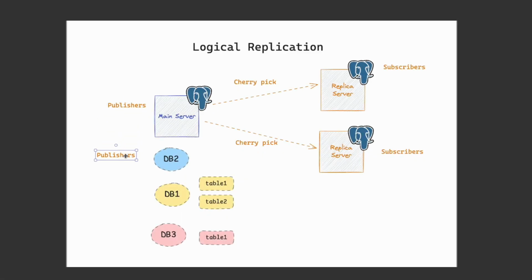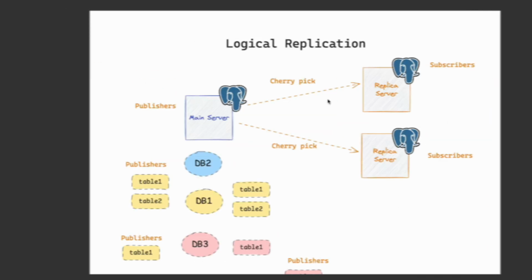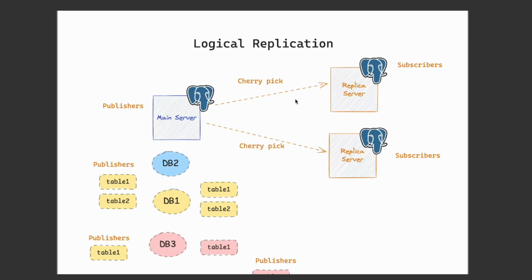Also, when we create a new publisher, we can choose what tables this publisher should listen to. That means that you can configure a publisher to listen to an entire database or just specific tables. You can also create as many publishers as you want. After you create the publisher, you can create as many subscribers as you want.